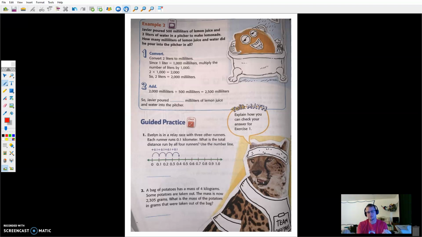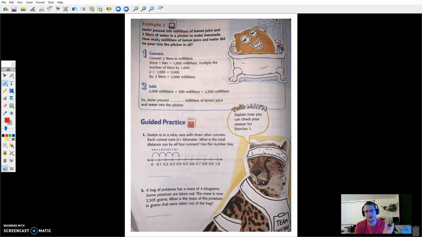He puts in some lemon juice, he puts in some water. Hopefully he put in some sugar too, otherwise that's not going to taste very good. But he put in some lemon juice and he put in some water, and they want to know how much it is total.